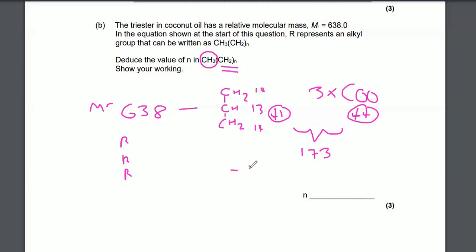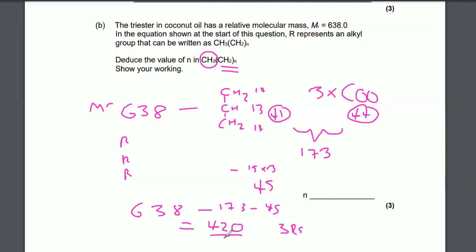So when we do 638 minus 173 minus the 45 for the 3 CH3 groups, we're going to end up with 420. But remember, the 420 represents 3 R groups, or 3 lots of (CH2)n. I need to just find out what 1 lot of (CH2)n is. So I'm going to do 420 divided by 3, and that is going to give me 140. So 140 equals 1 lot of (CH2)n.